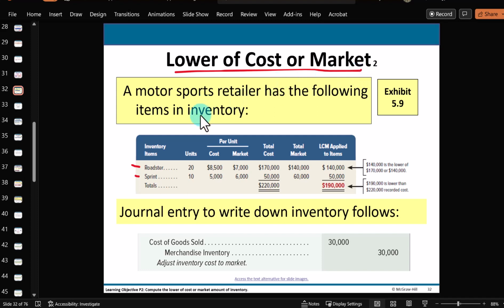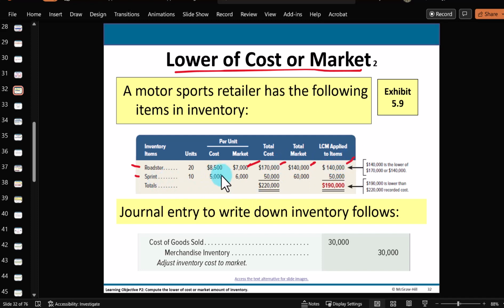So we asked our supplier, what would it cost us to replace one roadster right now? And they quote us $7,000. Well, that's more than the original cost. So we're going to just keep it at cost right now. Or we ask the supplier, what's the cost of one sprint model? And they say it's... market replacement is less, yeah? So we're going to reduce that roadster by $1,500. Or in this case, if you multiply it by 20, here's the total replacement cost compared to the original cost. And we're going to pick the lower of the two.